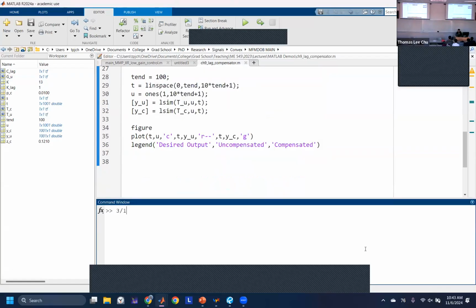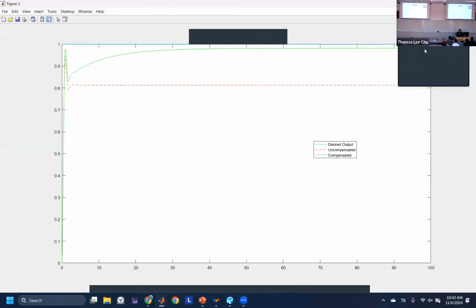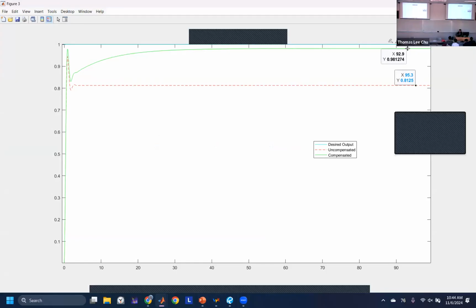Let's see, 3 divided by 16 is 0.19. So yeah, that makes sense, because if we look here, our red is our uncompensated system, and that's roughly 0.19 error. Then we should have a 10 times reduction, meaning we should be at 0.019, which corresponds to that value here. The green is our lag compensated system.